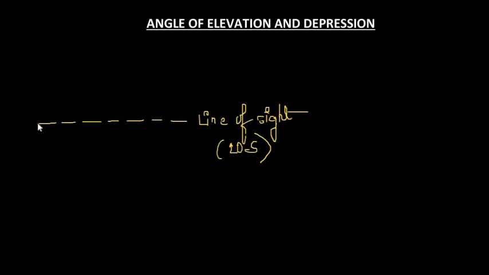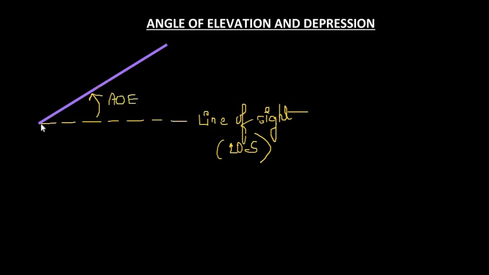Now apart from this horizontal line, if you are looking at a bird which is flying above, for example if I draw a line over here, so you're looking at a bird which is flying above, the angle made with the line of sight and the bird by your eyes is called the angle of elevation. Now when you're looking up, the angle made is called the angle of elevation. Let me write the abbreviation as AOE.